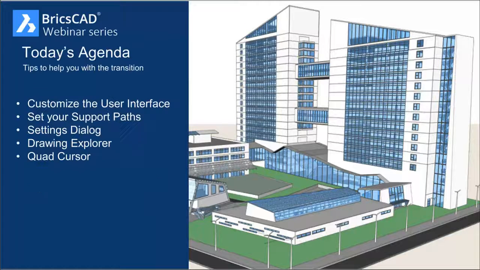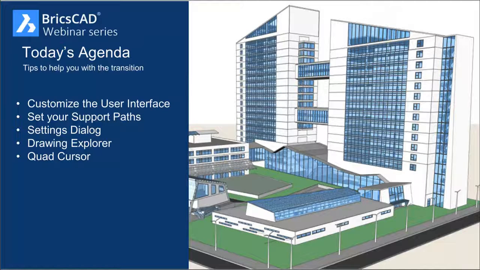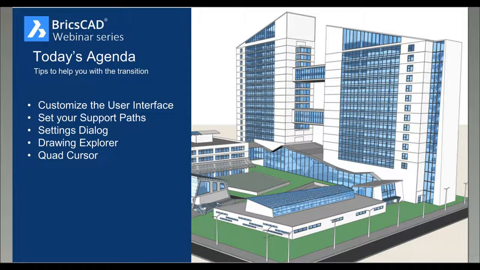Good. Awesome. On the agenda today, Matt's going to take you through a couple of critical areas to help you get BricsCAD set up just the way that makes you happy. He'll show you how to customize the user interface and set up your support paths. Matt's going to show you the comprehensive settings dialog in BricsCAD, which is a really powerful tool that brings all of the settings in the program into one single searchable dialog box. He'll show you the Drawing Explorer functionality inside of BricsCAD, and then end with a brief tutorial on the quad cursor, which is the head-up display functionality in BricsCAD that brings all of the context-sensitive commands directly to the point of your cursor.